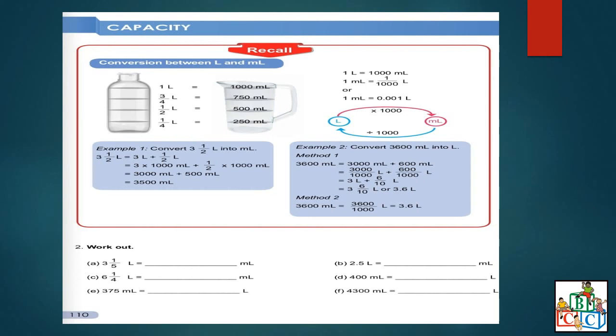So you have to work out the questions. 3 1/5 liters to milliliters. So 3 liters go to 3000 milliliters. 1/5 liters go to 1/5 times 1000. You will get your answer. You will add these two. Then it will give you the final answer. Okay, so I hope you'll be able to do this, children. So this will be your homework.